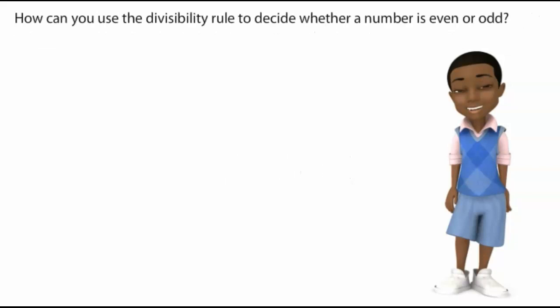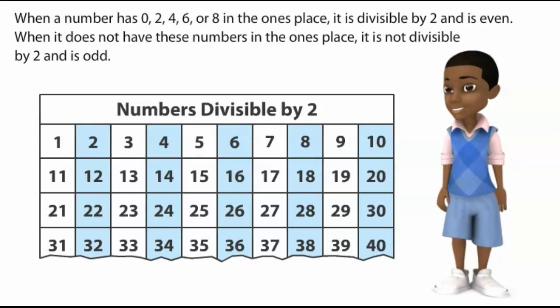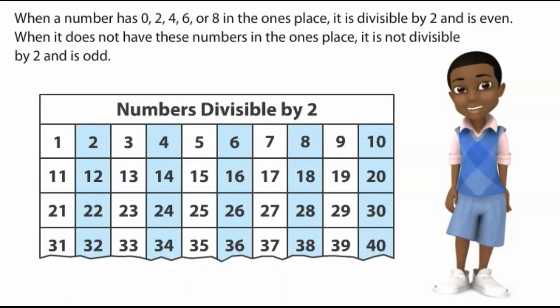How can you use the divisibility rule to decide whether a number is even or odd? When a number has 0, 2, 4, 6, or 8 in the ones place, it is divisible by 2 and is even. When it does not have these numbers in the ones place, it is not divisible by 2 and is odd.